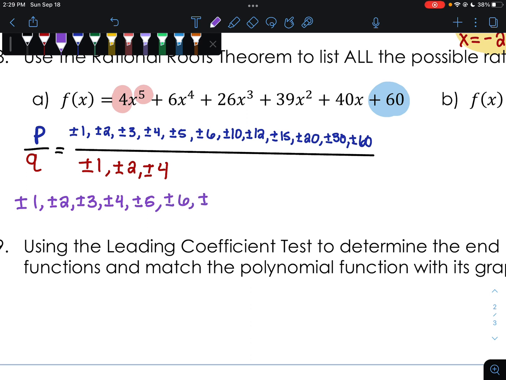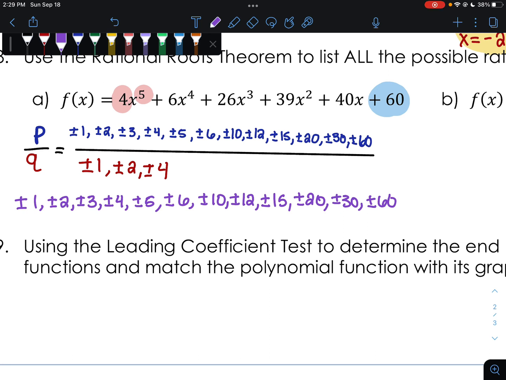10 divided by 1, which is plus or minus 10. 12 divided by 1, which is plus or minus 12. 15 divided by 1, which is plus or minus 15. 20 divided by 1, which is plus or minus 20. 30 divided by 1, which is plus or minus 30. 60 divided by 1, which is plus or minus 60.